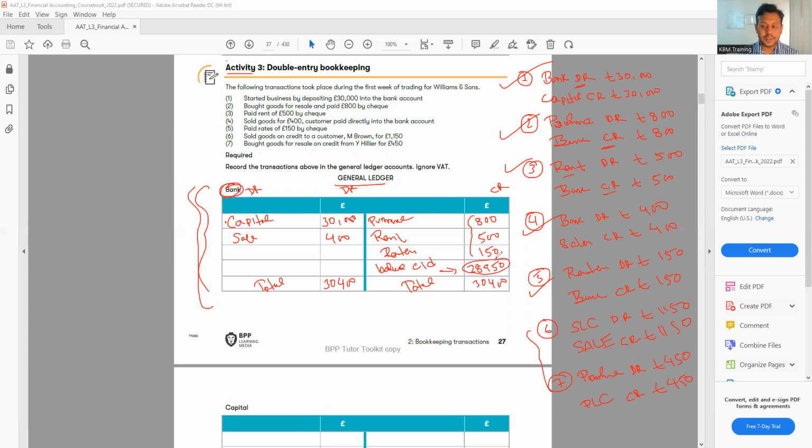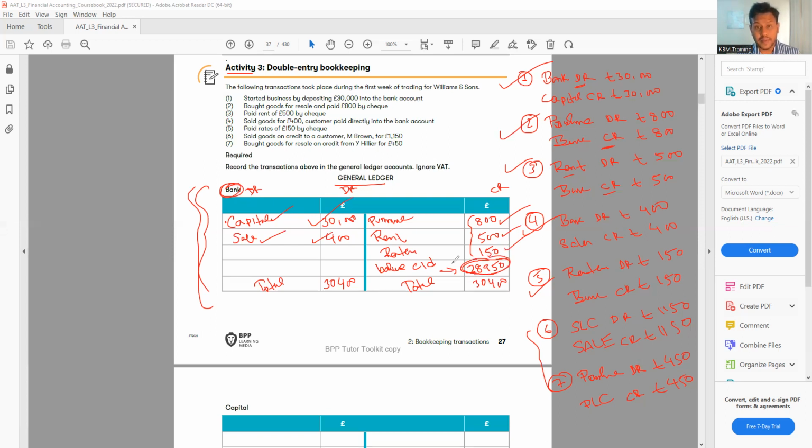Now, what we understand from this account, we understand on the bank, we receive 30,000 because of the capital. We receive 400 because of the sale. And from the bank, we paid 800 because of the purchase. We paid 500 because of the rent. And we paid 150 because of the rates. And right now on our bank, we have 28,950 left.